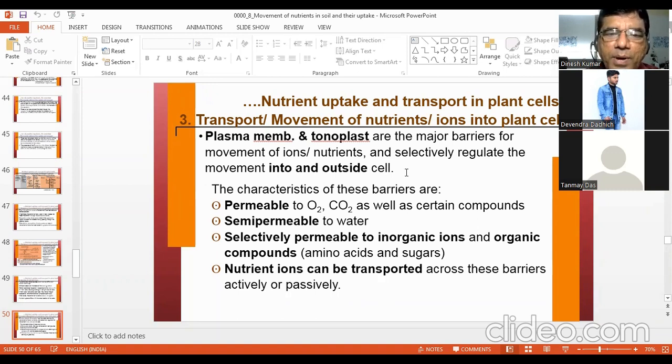Number one, they are permeable to oxygen, carbon dioxide, as well as certain compounds, semi-permeable to water, and selectively permeable to inorganic ions and organic compounds like amino acids and sugars. So it is selectively permeable, meaning it can allow passage of certain ions or molecules or acids, but it does not allow certain others. And nutrient ions can be transported across these barriers actively or passively.